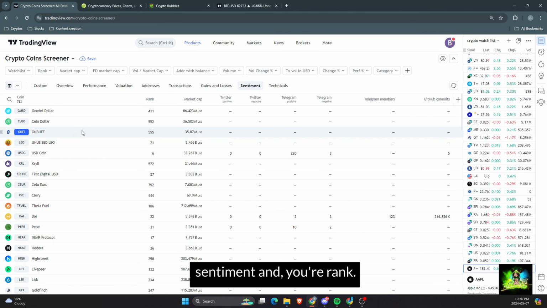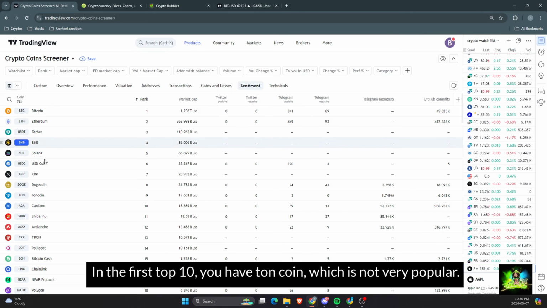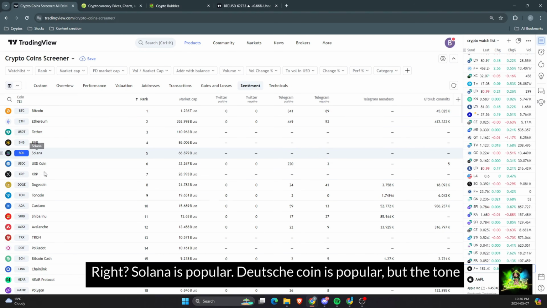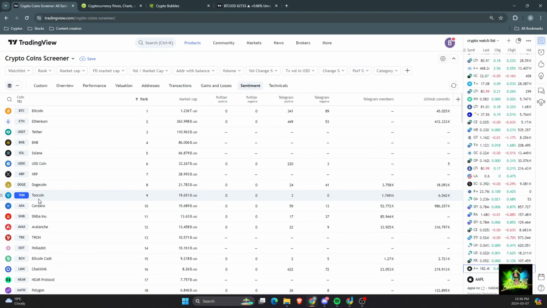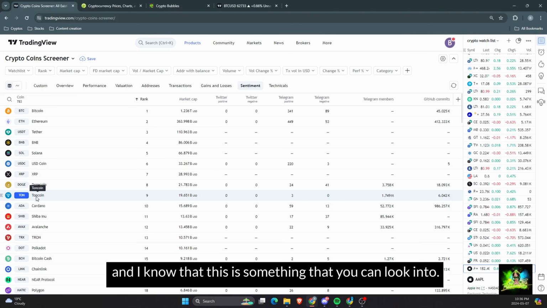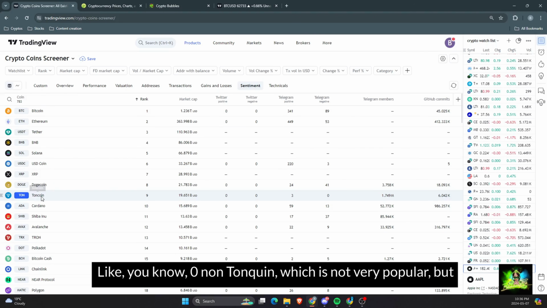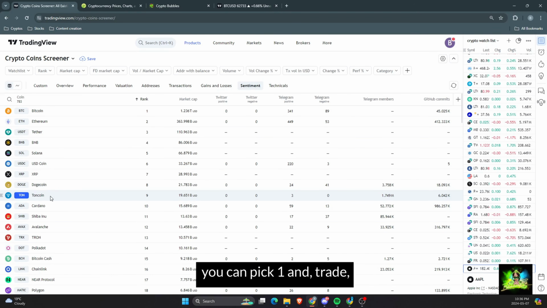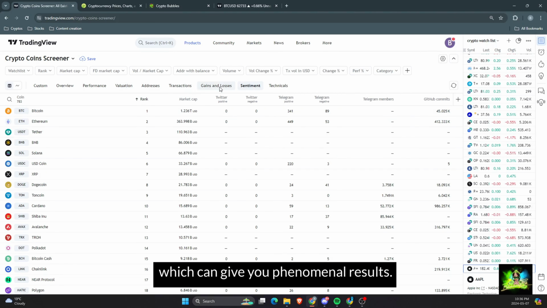Then you go to the sentiment, and you look at the first top 10. You have Toncoin, which is not very popular. Solana is popular, Dogecoin is popular, but Toncoin is not. This is something that you can look into. You can zero in on Toncoin, which is not very popular, but you can pick one and trade, which can give you phenomenal results.